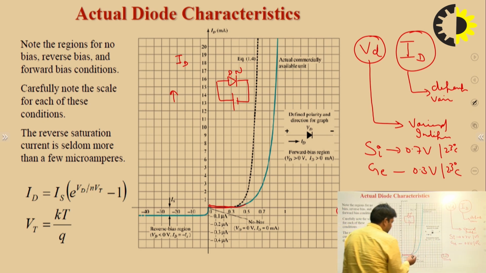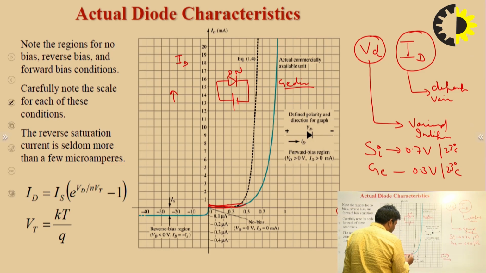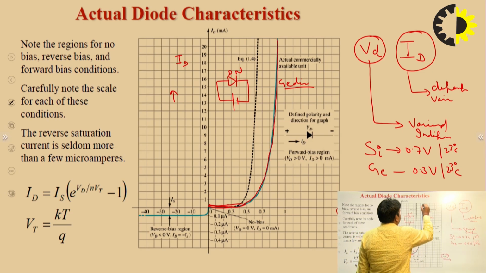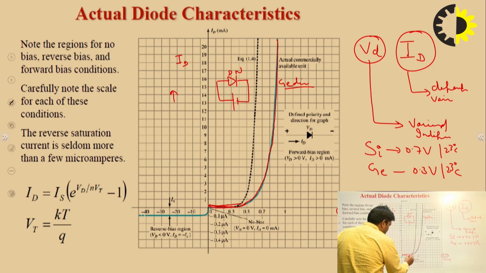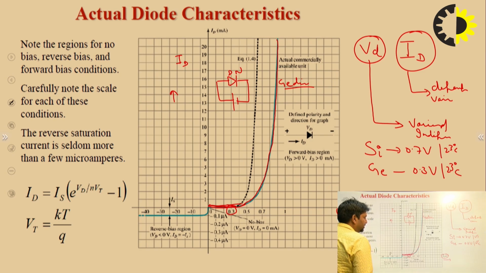In this case, this is a germanium diode. So I am just taking a germanium diode. You have to see that after 0.3, the current increases rapidly. So this 0.3 volt is called the cut-in voltage for that particular diode, or this is a knee voltage. Cut-in voltage and knee voltage are the same. And this is the diode current.